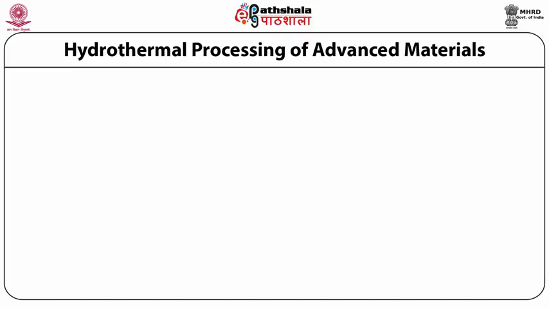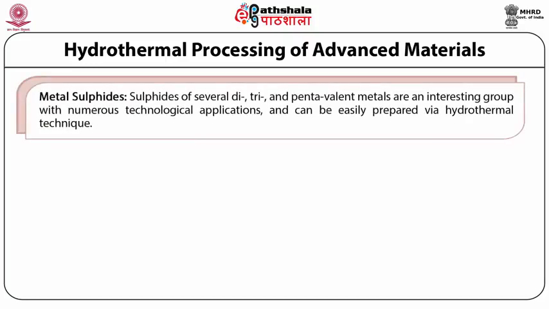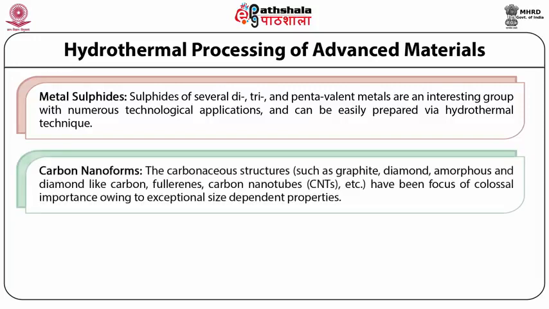Next, we consider the processing of metal sulfides. Sulfides of several di, tri, and pentavalent metals are an interesting group with numerous technological applications and can be easily prepared via the hydrothermal technique. Regarding the preparation of carbon nanoforms, the carbonaceous structures such as graphite, diamond, amorphous and diamond-like carbon, fullerenes, carbon nanotubes, etc. have been the focus of colossal importance owing to exceptional size-dependent properties.